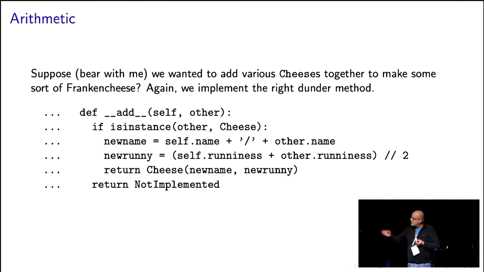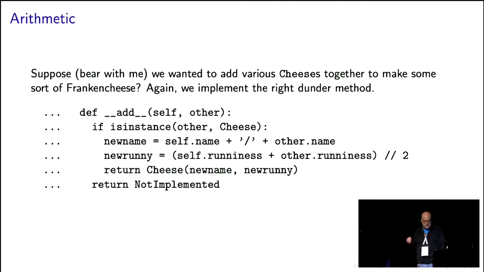So again, what do we do? I check on other, because I'm only prepared to add cheese with cheese. We're not going completely nuts here. And if it is, then I'll go ahead and perform the addition. And again, if not, I don't know what to do, so I'll return NotImplemented, saying you're on your own.